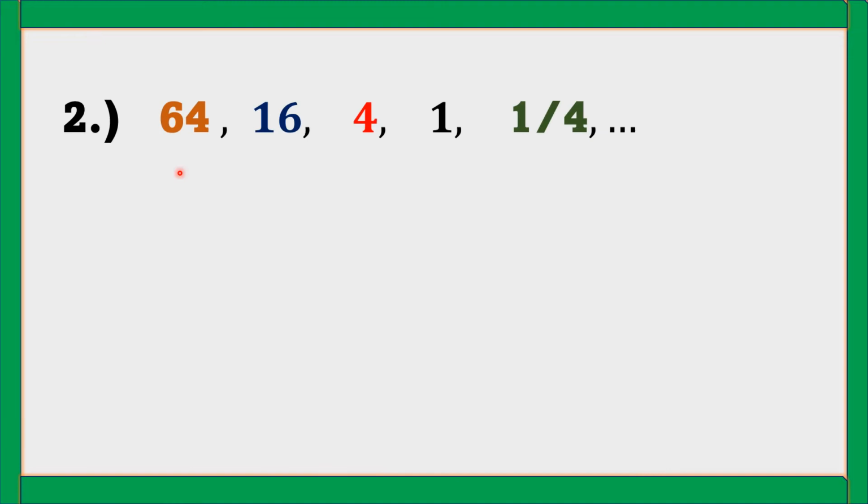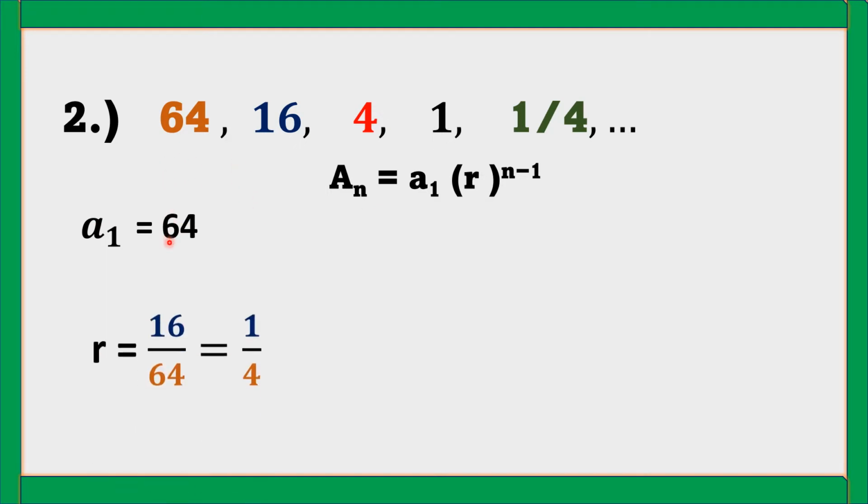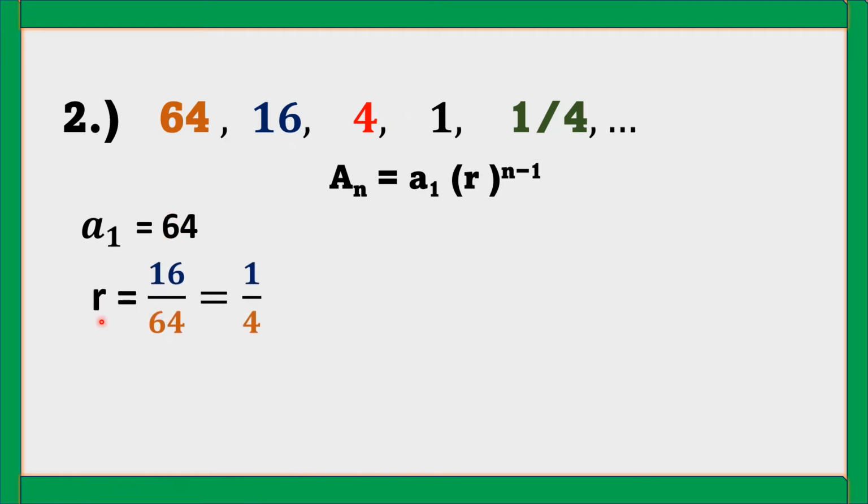Ikalawang halimbawa, 64, 16, 4, 1, 1/4, and so on and so forth. So, gamitin natin yung nth term ng geometric sequence, which is a sub n is equal to a sub 1 times the quantity of r raised to n minus 1. Kailangan natin identify yung first term, which is 64, and then the value of the common ratio, or r. So, mag-divide tayo ng dalawang magkasunod na term. Second term is 16 divided by the first term, 64.